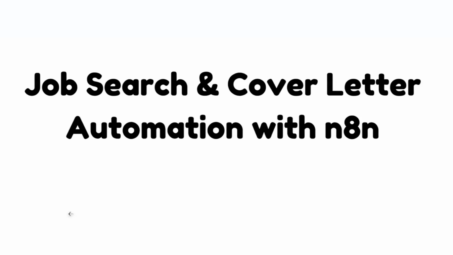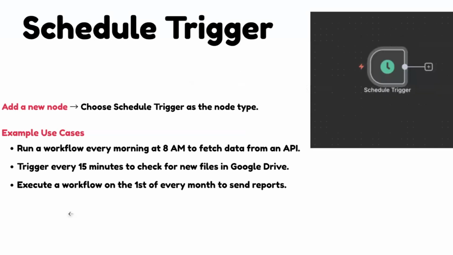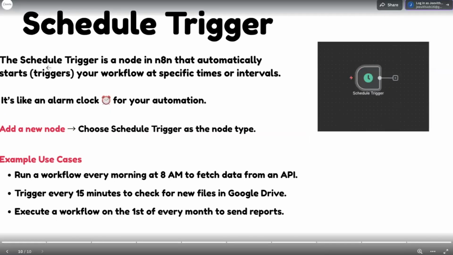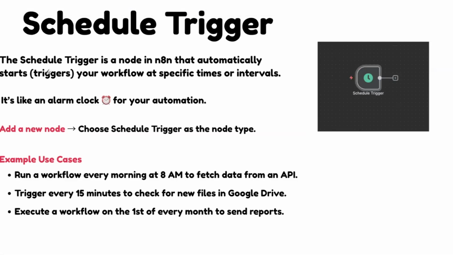The very first thing, since it's an automation, is that we have to schedule a trigger. You might be wondering what a trigger is. Since it's an automation, my task has to execute at a specific time period, probably every day at 10 a.m., or every evening at 10 p.m., or maybe 5 p.m. So if you want to automate your task at a specific time interval, we're going to use a node called a schedule trigger.